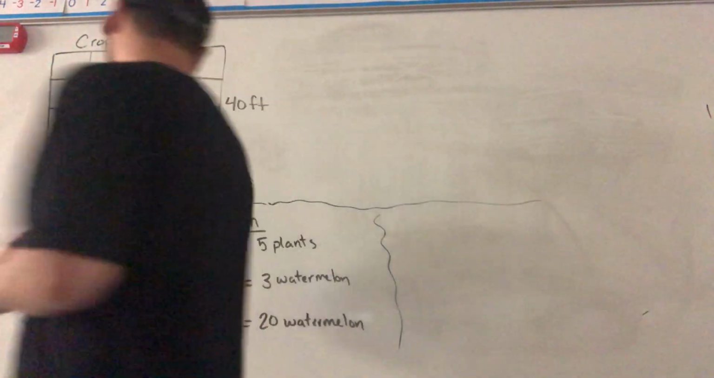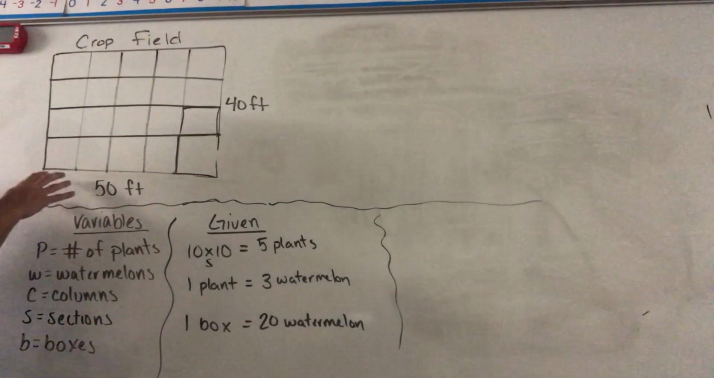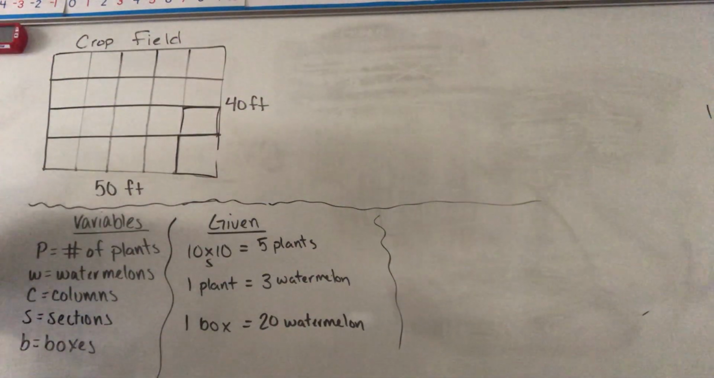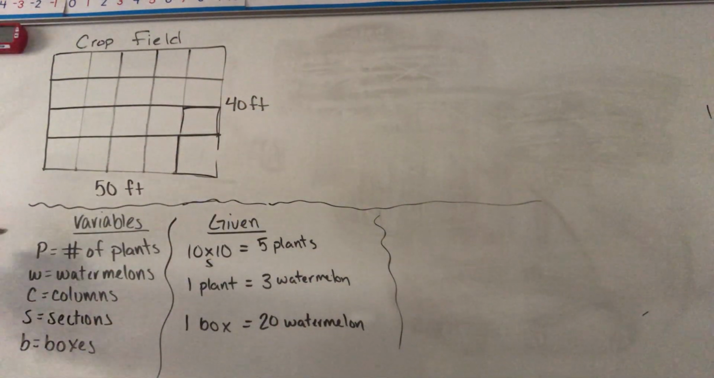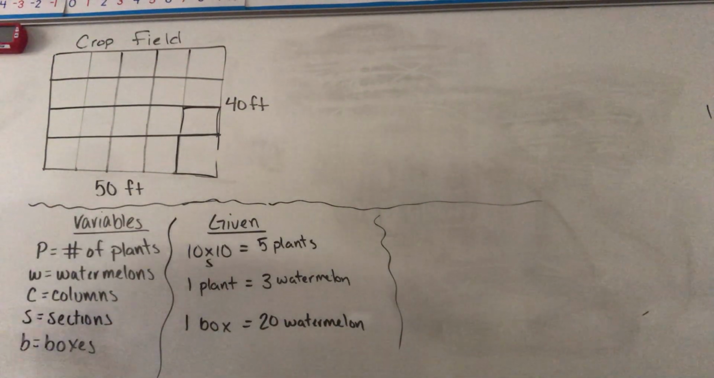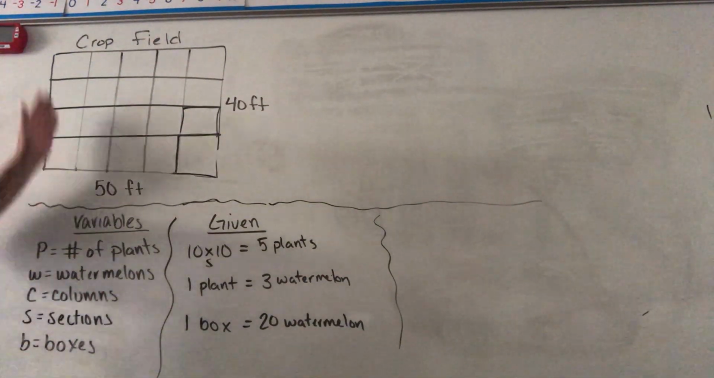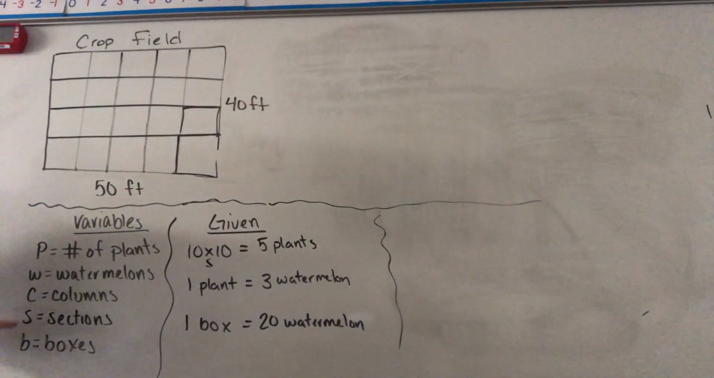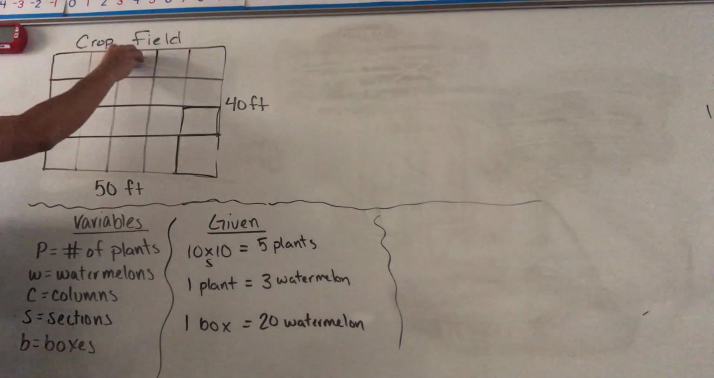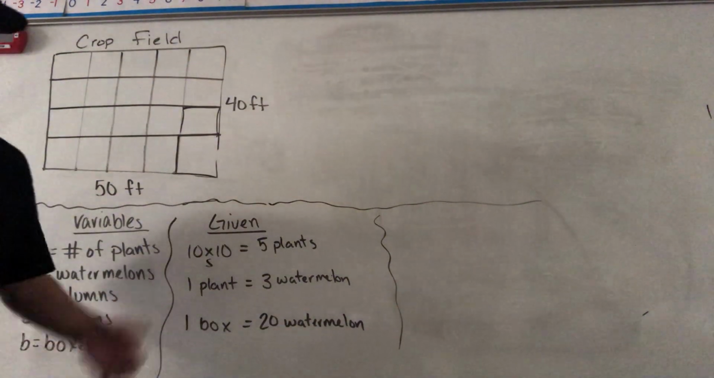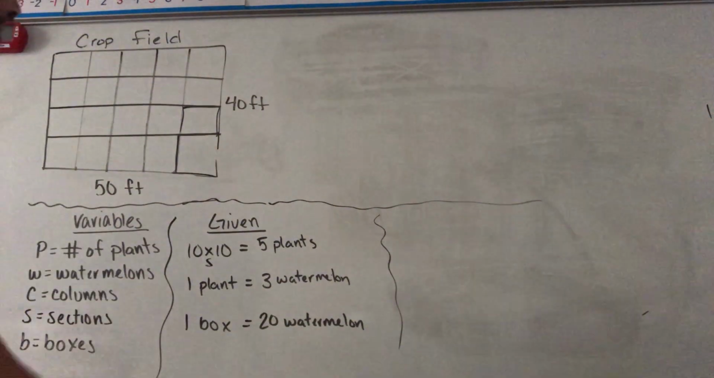Okay, so what I did here, I gave you guys an example. We have a crop field here. It's 50 feet wide by 40 feet long. We have our variables here. Each variable represents something. P is going to represent the number of plants. W will represent our watermelons. C is going to represent our columns. Remember, columns go up and down, rows go left and right. S is our section. So each little box here is a section. We'll call those sections. And B is boxes. Boxes we'll get into at the end of the lesson.